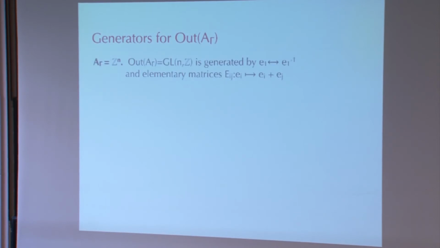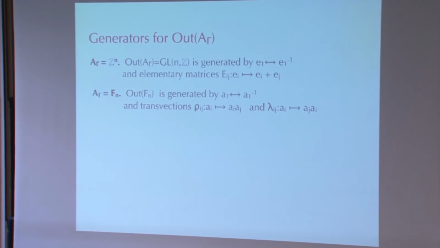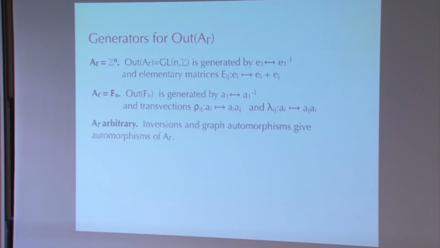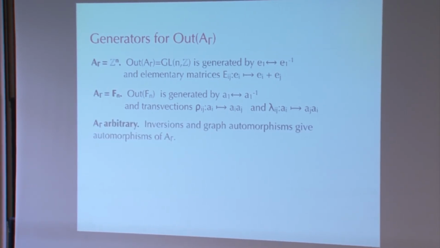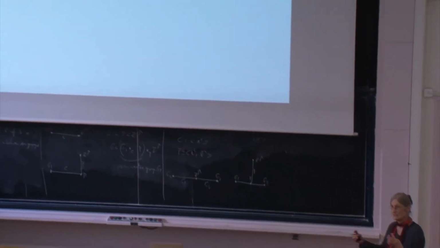Well, you know generators for GL_n(Z), those are the elementary matrices, plus an inversion, I guess. And you know generators for Out(F_n), those are transvections, right and left transvections and an inversion. You don't actually need all those, but those are fine. So what about arbitrary A gamma? Well, all you have to do, there's not many relations in this group. There's just commuting. So as long as you preserve the fact that things commute, you're happy. So in particular, if you invert a generator, you haven't changed any commutation relations, you still have an automorphism.